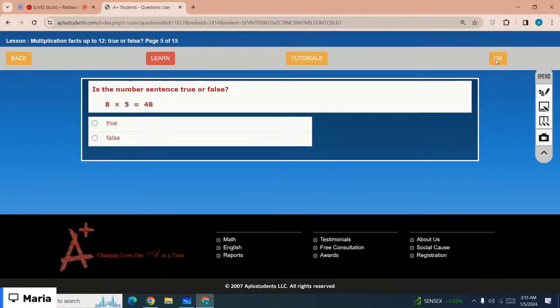Is the number sentence true or false? 8 times 5 equal 48. Is it true or false? Hold on. Just write the answer once. For this one, the answer is false because 8 times 5 is not 48. You need to work on the tables. 8 times 5 equals 48. That is false.